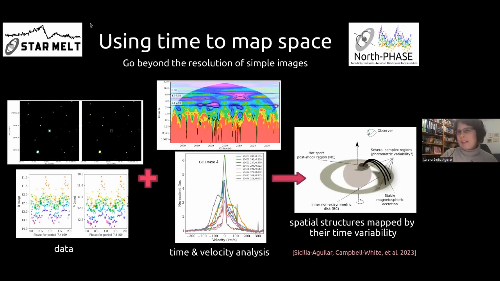One of them is called Star Melt. The other one is called North Phase. I look at this kind of data, how stars are changing. I try to connect how they are changing in time, make their light curves. Then I can also measure the velocities with spectra, because things that are moving to us get shifted to the blue. Things that are moving away get shifted to the red.